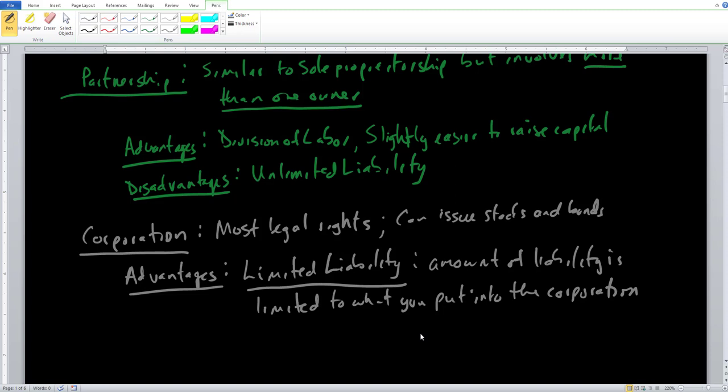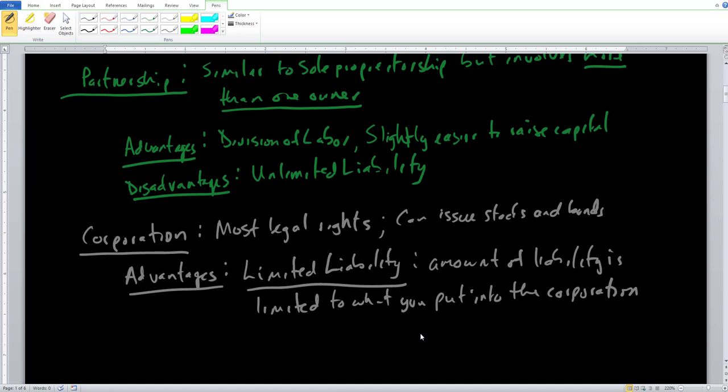Your personal assets cannot be taken if you form a firm as a corporation in this case. So suppose that you decide to put in $10,000 in order to form this economics tutoring business. That is the most that you can lose in this venture. $10,000, not a penny more, because a corporation does have this advantage of having limited liability.